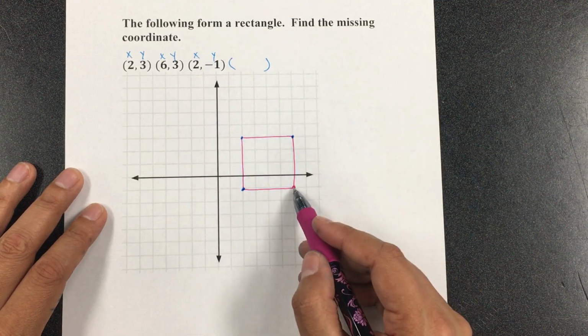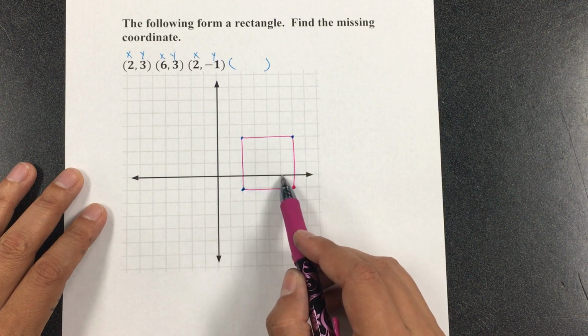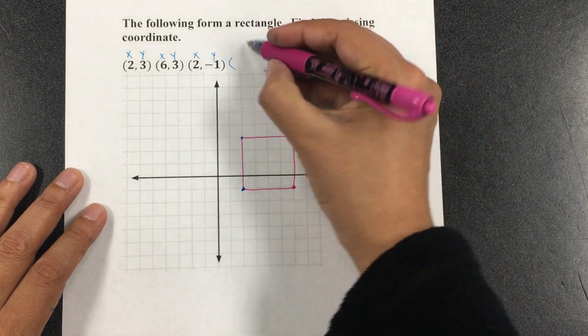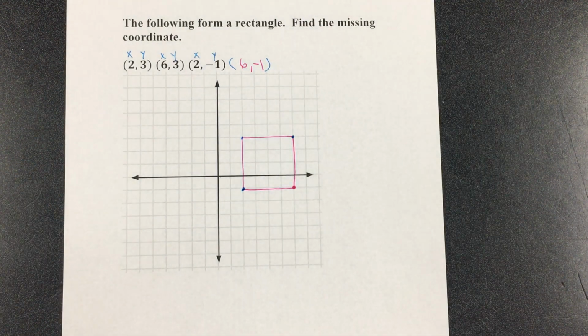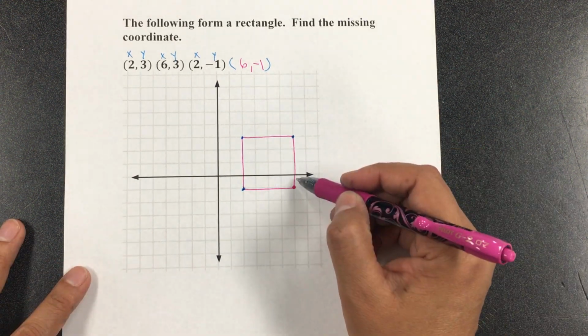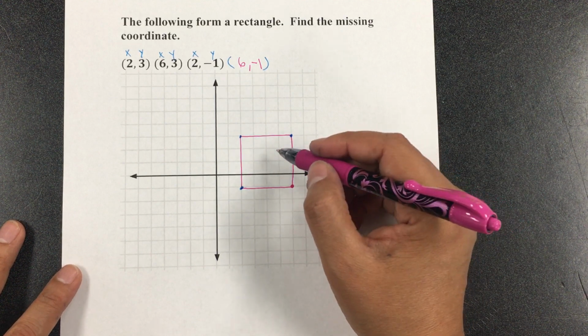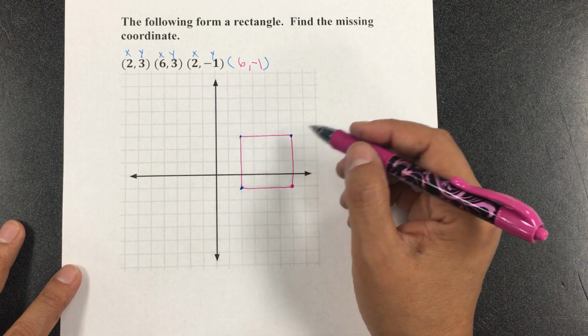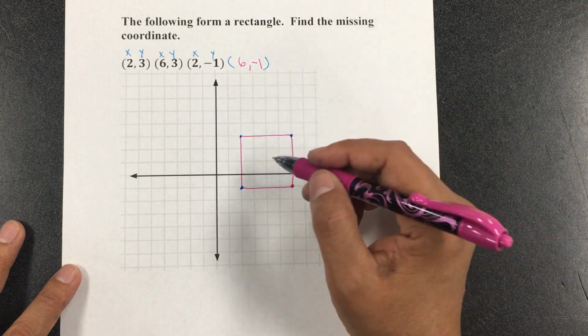And so what is that point? Well, I can count 1, 2, 3, 4, 5, 6, and then negative 1. 6, negative 1. So that's the missing point. Somebody in class said, teacher, but that's a square because it has 4 squares and 4 squares. I said that every square can be a rectangle, but not every rectangle can become a square.